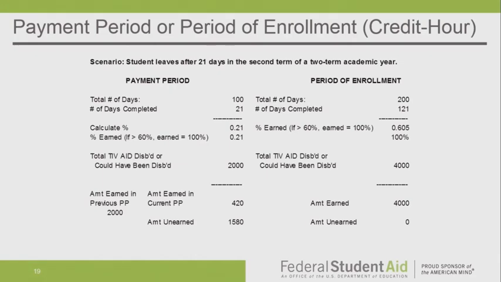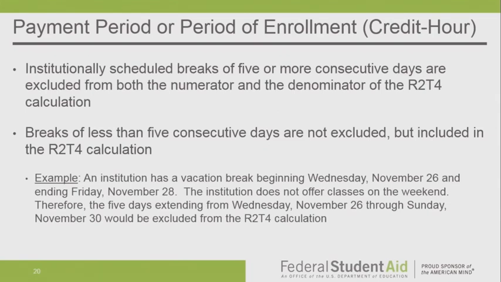And just a note, this is a credit hour calculation. We'll get to the clock hour version of this in just a second. I mentioned before that institutionally scheduled breaks of 5 or more consecutive days are excluded from both the numerator and the denominator of an RT4 calculation. Breaks of less than 5 consecutive days are not excluded. Those are included in the RT4 calculation.